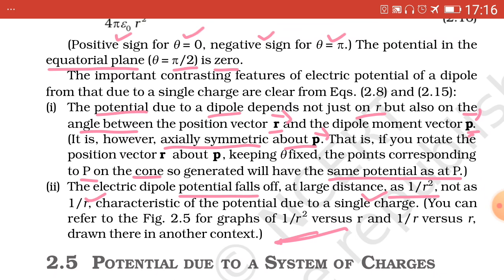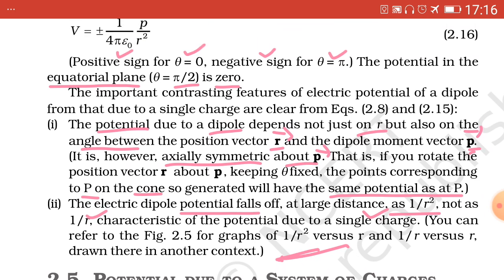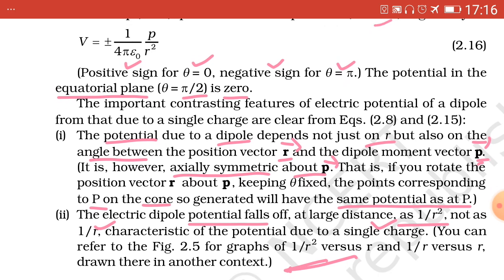That is, the points corresponding to point P on the cone, as shown in figure 2.5, that is the last figure. Points corresponding to P on the cone so generated will all have the same potential as that at point P.